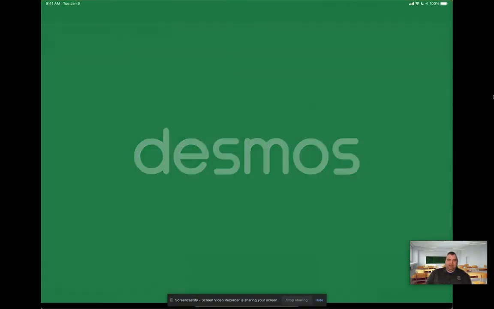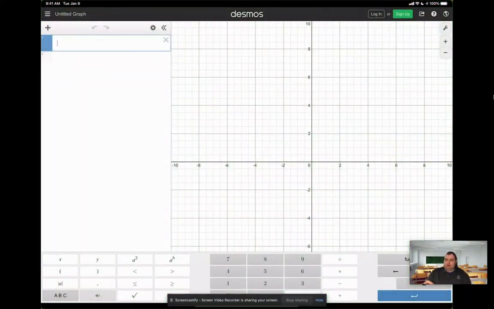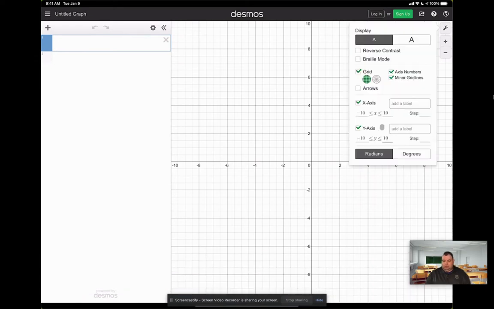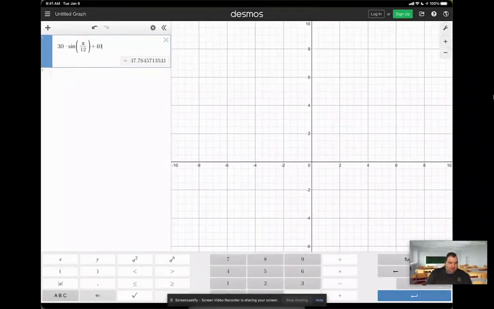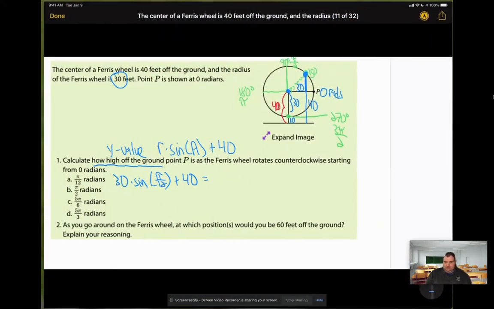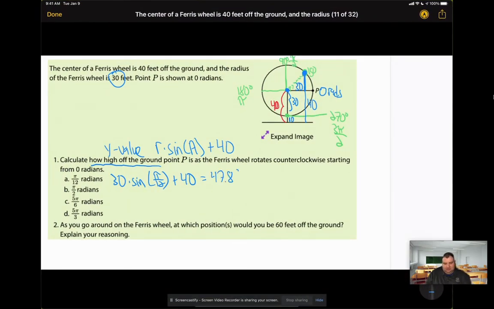So let's load up Desmos. Okay, remember, we want to go to the wrench and double check that it's in radian measure. So we're going to do 30 times sine of pi over 12. Whoops. And then I'm going to add 40 to it. So we're going to call that 47.8 feet. 47.8 feet is what we'll round it to.